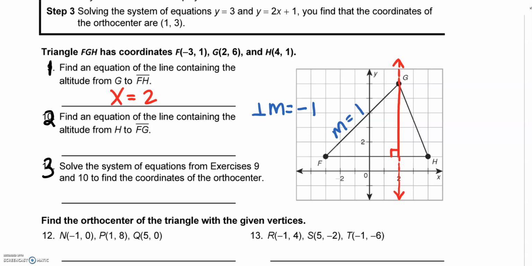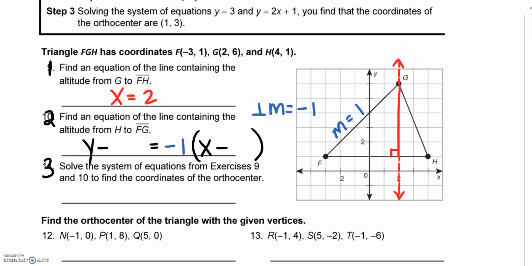On number 2, I had to use that slope to create an equation. Remember the point slope form? It's y minus a y value of a pair of coordinates equal to the slope, which we just said needed to be negative 1, times x minus the x value of a point on that line.